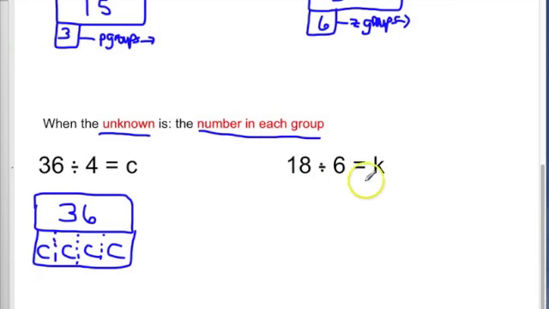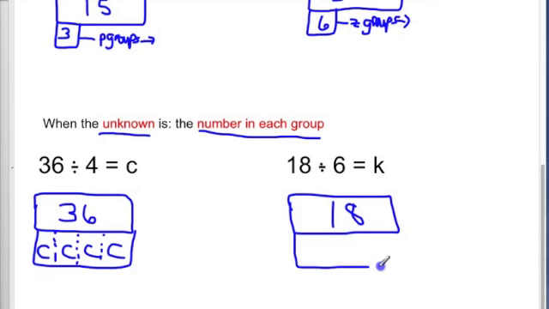Pause the video and try 18 divided by 6 equals K. And what you should have is your dividend, or your number in all, which we know is 18, divided by 6, 1, 2, 3, 4, 5, 6. 18 divided by 6 equals K. K represents the unknown number in each group, so we put K in each.